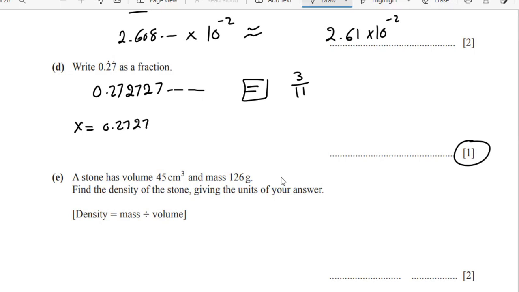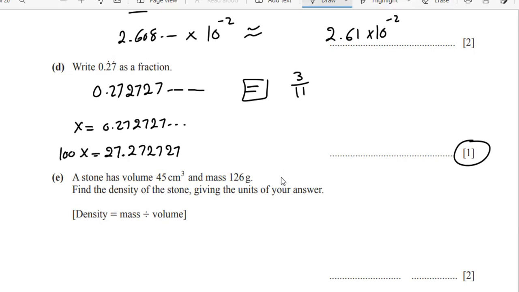The other way to do it is to assume that this number is x, which is 0.27 recurring, and we can just repeat 27 many times. Then you multiply it by 100, so it's going to be 100x. So if I multiply this equation by 100, since the decimal point after 2 digits is going to be 27, then we have 0.272727 and so on.